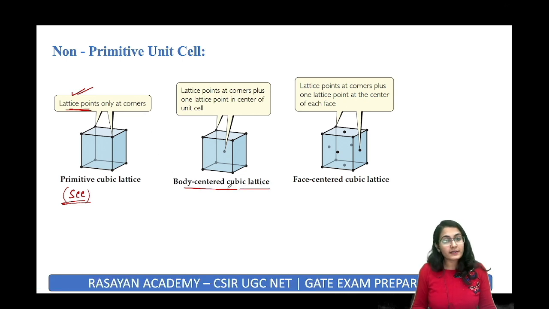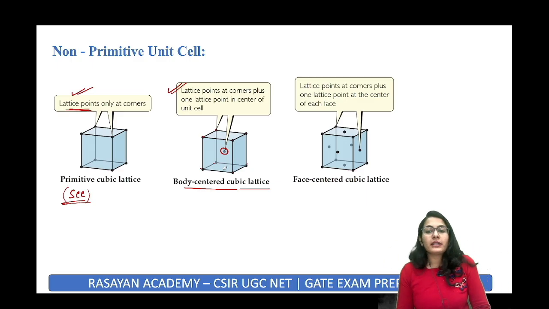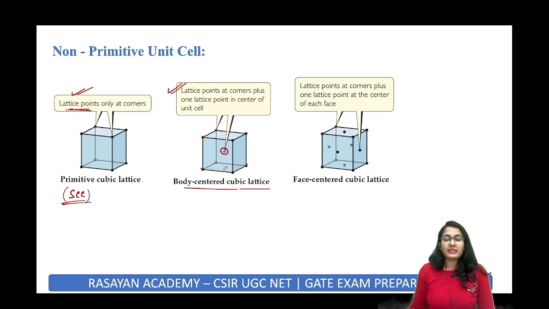Body-centered cubic unit cell. The lattice points are present on all the corners, 8 corners, yes, as well as one complete atom or one complete ion at the center. Body center मतलब cube के एकदम बीचों बीच. Okay. Now the lattice points in the FCC lattice.